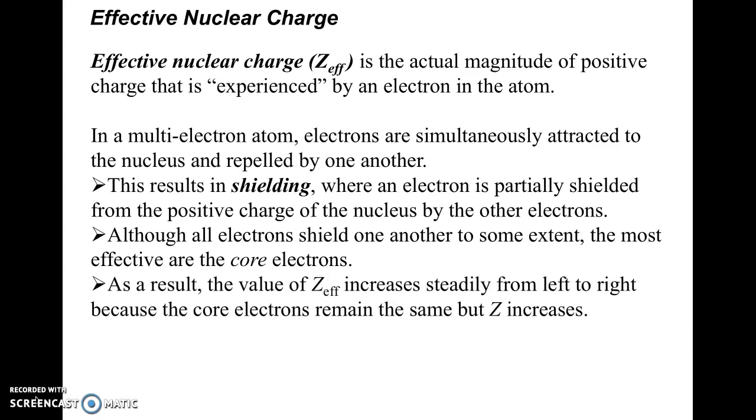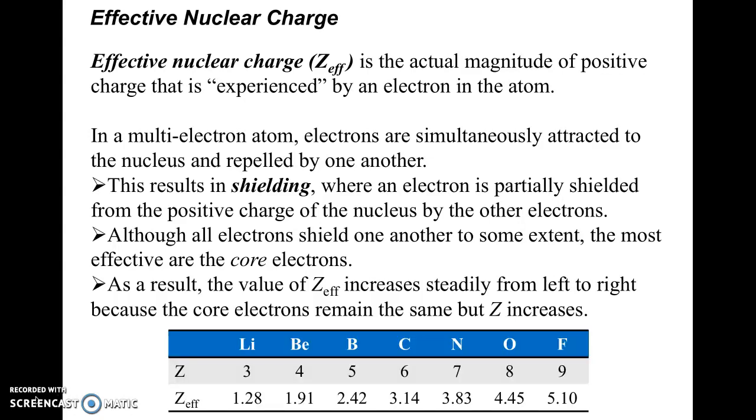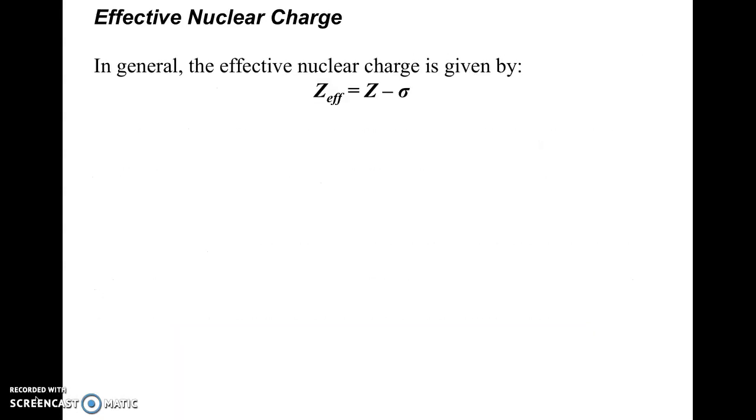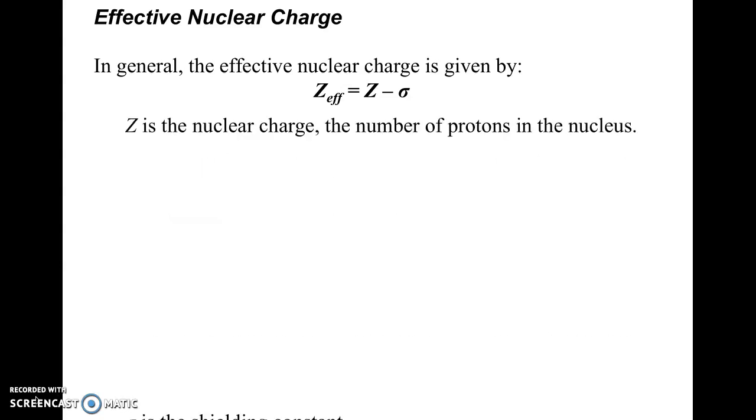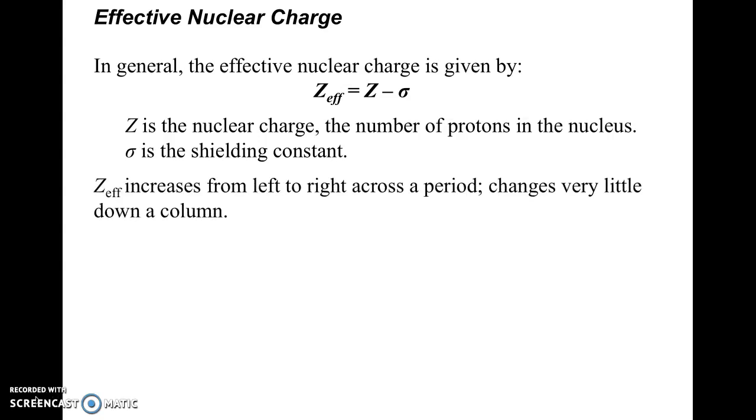And so as a result, this effective charge increases steadily from the right to the left in a periodic row because those core electrons remain the same, but the Z number, the number of protons, increases. And here we have an example across the second row of the periodic table. In general, that effective charge is equal to the number of protons minus a shielding constant, which is something that has to be looked up. It's not something you would know or could figure out.